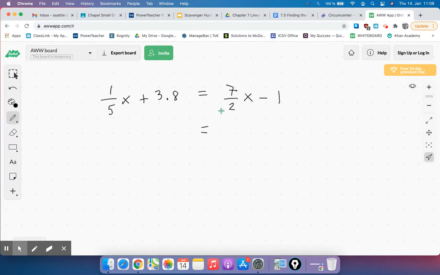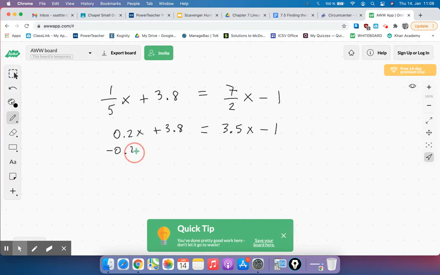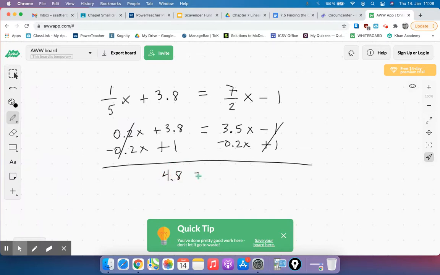Now this is going to be a little bit tricky because we're dealing with decimals and fractions. So we could change 1/5 to be 0.2. Use your calculator to do that. 7/2 is 3.5. So this is one case I think decimals are going to be better. So now let's subtract 0.2x on both sides and add 1 on both sides. So this cancels out, and we have 4.8 equals 3.3x. We divide by 3.3 on both sides, and then we could get out our calculator.